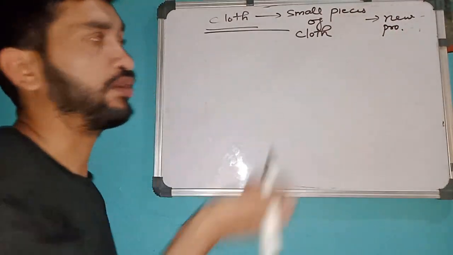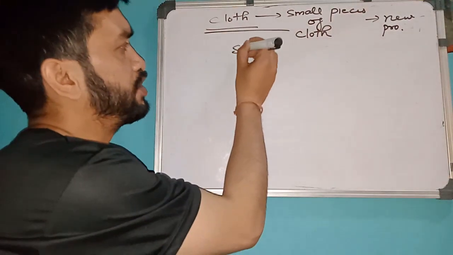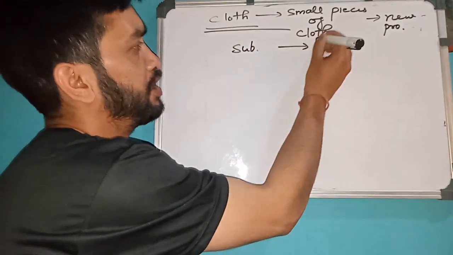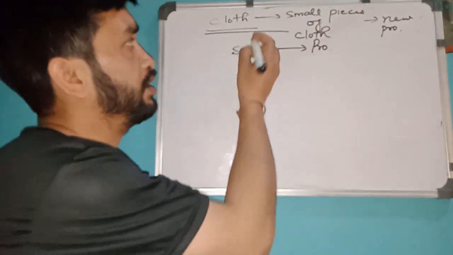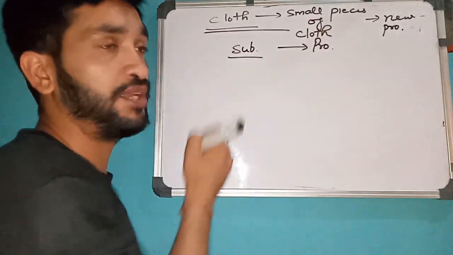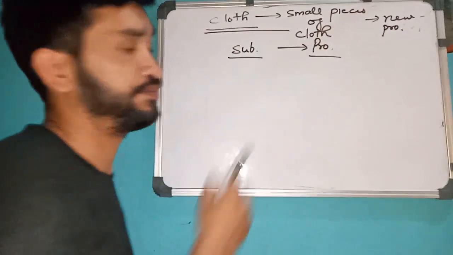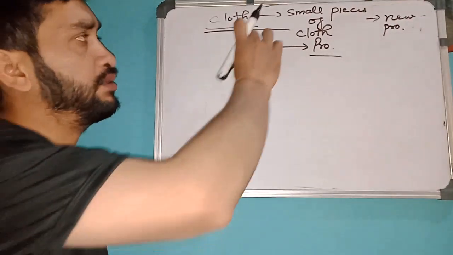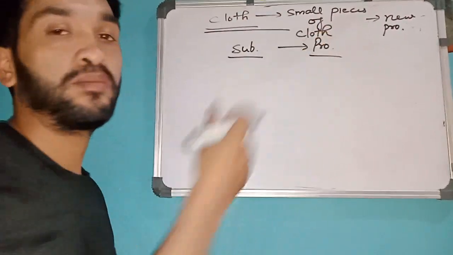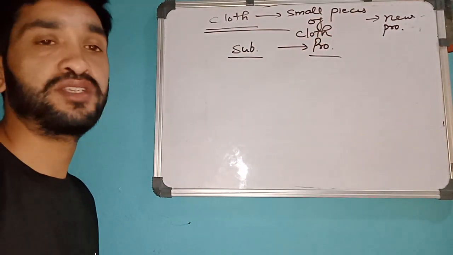Is it a new product? Suppose this is taken as substrate and this is taken as product. So is it a new product? No, this is not a new product. This cloth has the same property as this cloth, the pieces of cloth. So this is not something new. This is the bigger part, this is the smaller part. So no new substances formed.